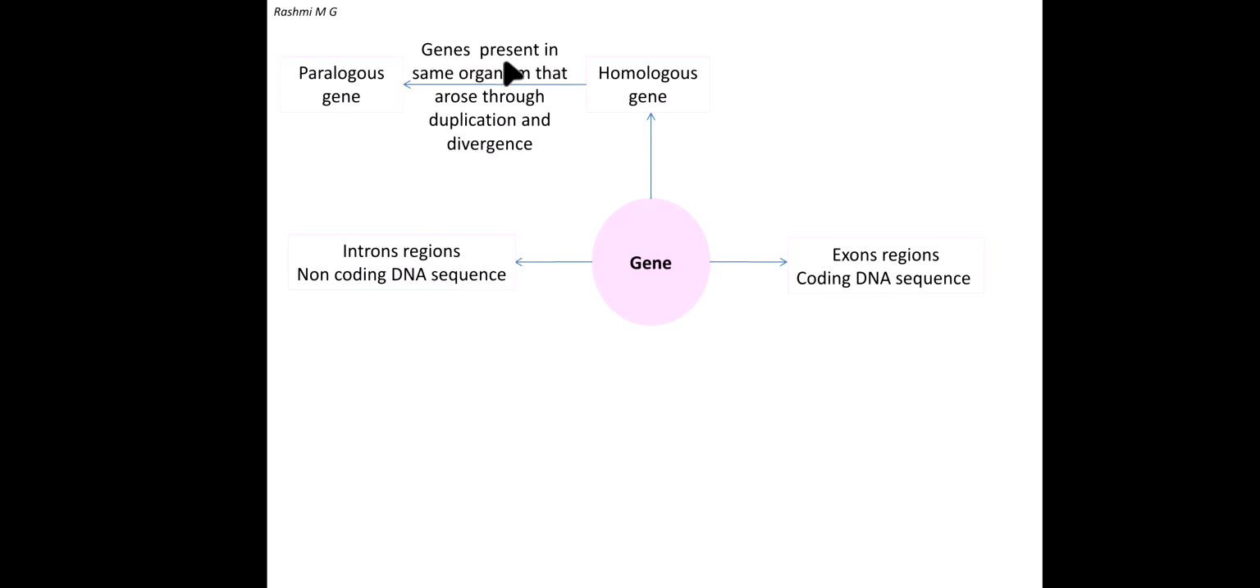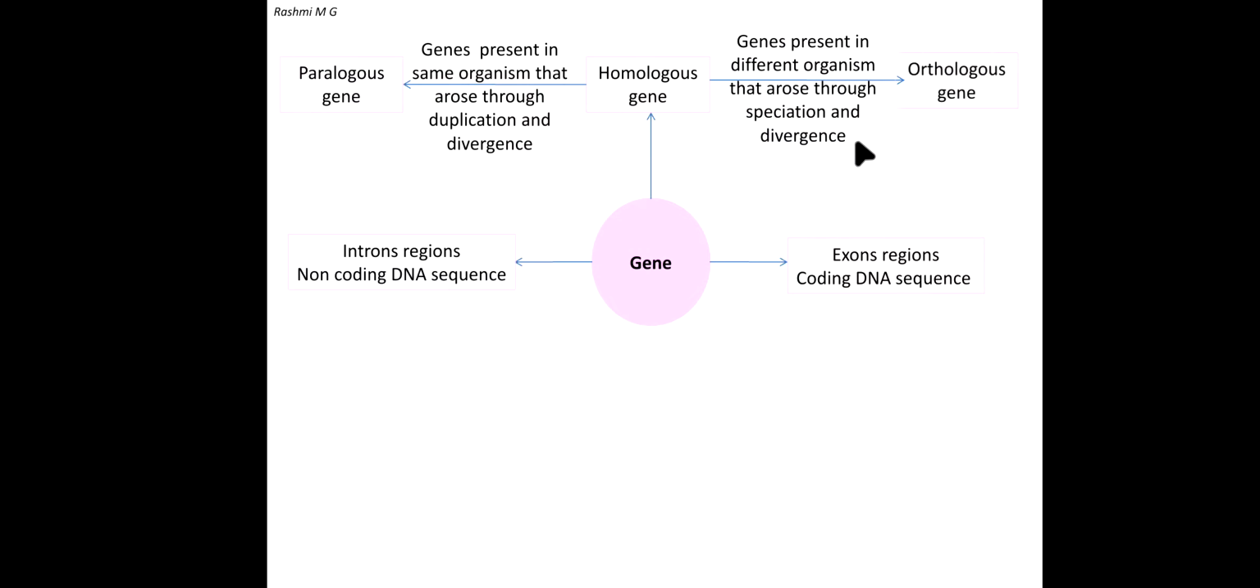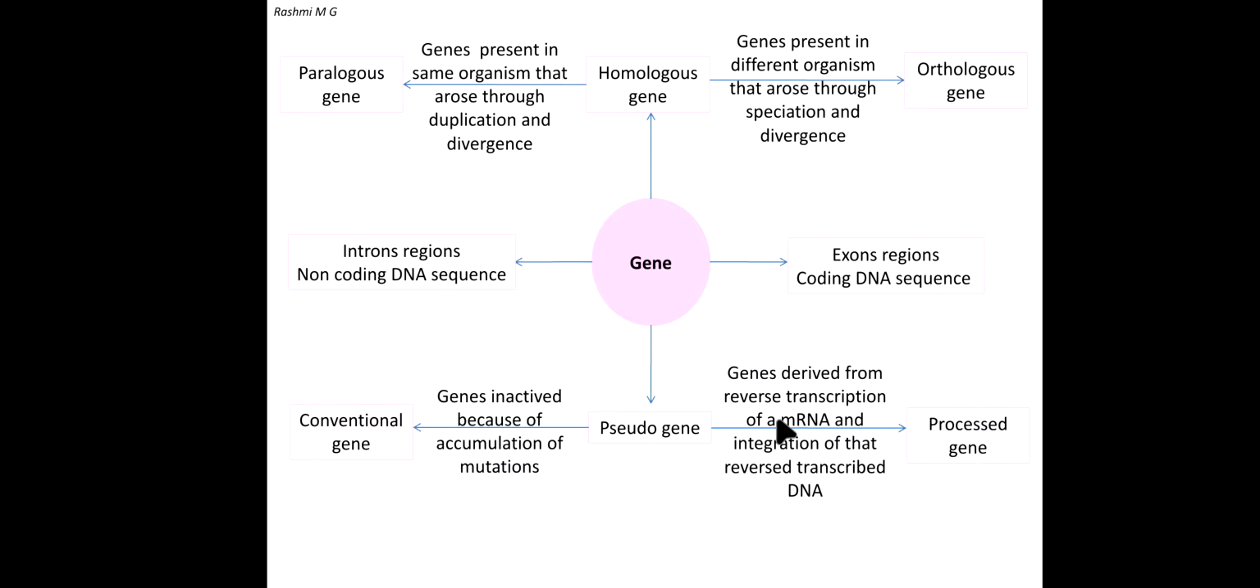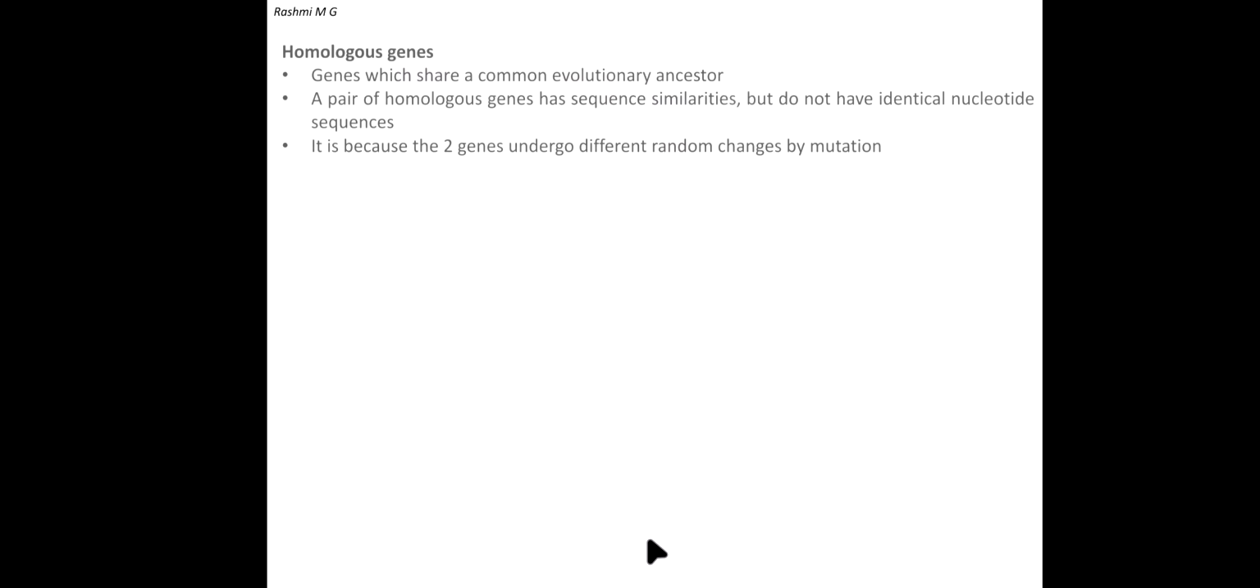And we had learnt about homologous genes. Under homologous genes there are paralogous genes, where genes present in the same organism arose through duplication and divergence. And we also discussed about orthologous genes, where genes are present in different organisms. They arose through speciation and divergence. And also we came across pseudogene, false genes. Genes are inactivated because of accumulation of mutations, that is conventional gene. Genes derived from the reverse transcription of an mRNA, and integration of that reverse transcribed DNA is known as processed gene.